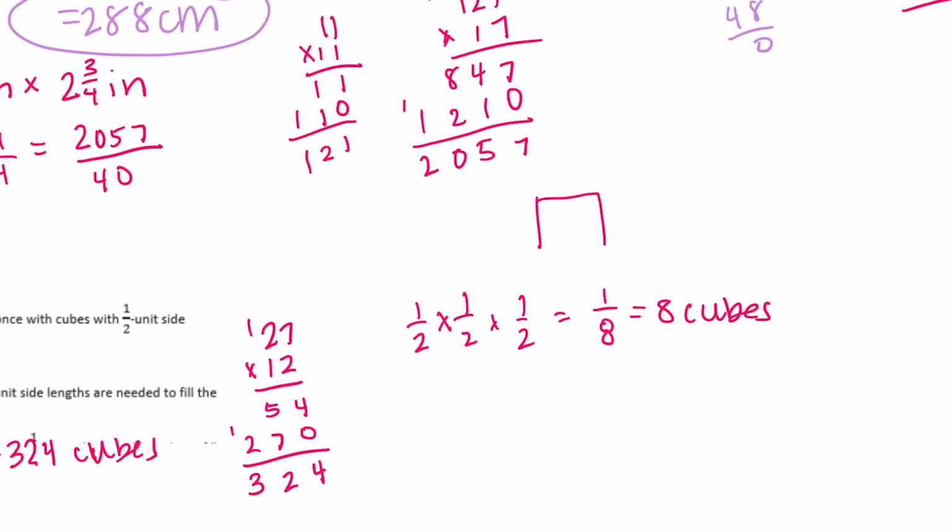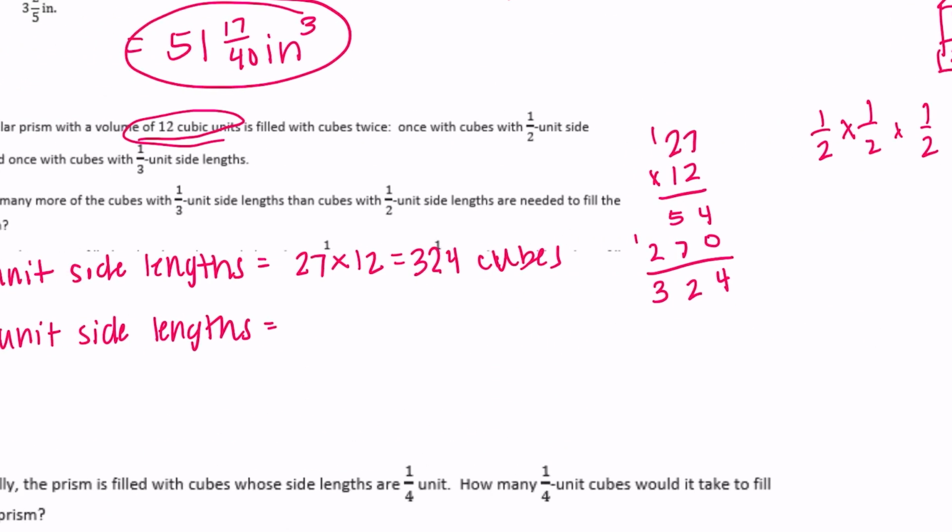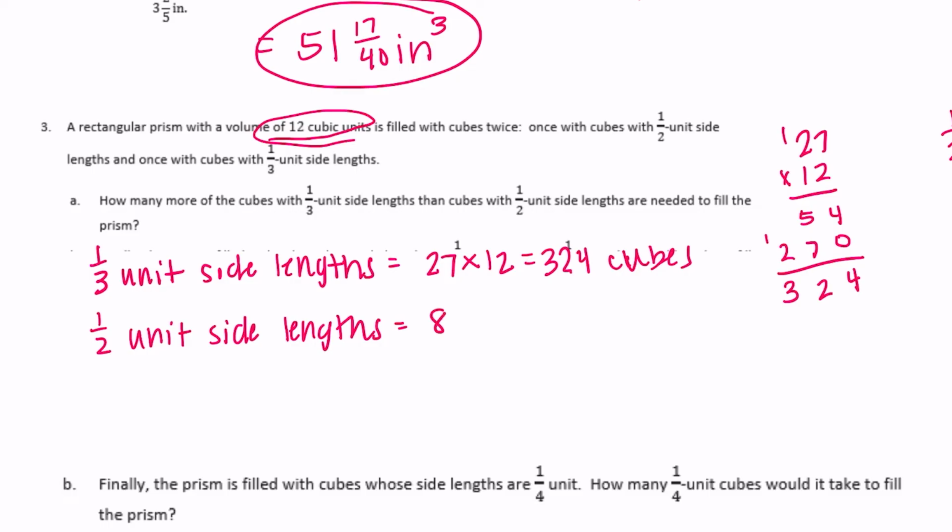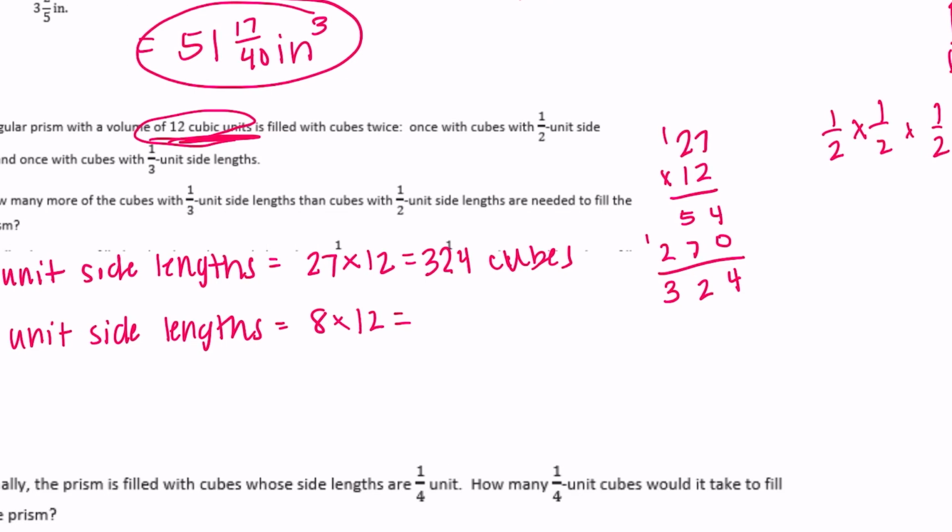If you're having trouble picturing that, let me draw it. So we have half, cut them all in half. So you can see we have 1, 2, 3, 4 in the front, and then 4 in the back there. So there are 8 cubes there for half by half by half. So we can fit 8 cubes times there are 12 total in each of them. 8 times 12 is equal to 96. So 96 cubes for the half unit side lengths.